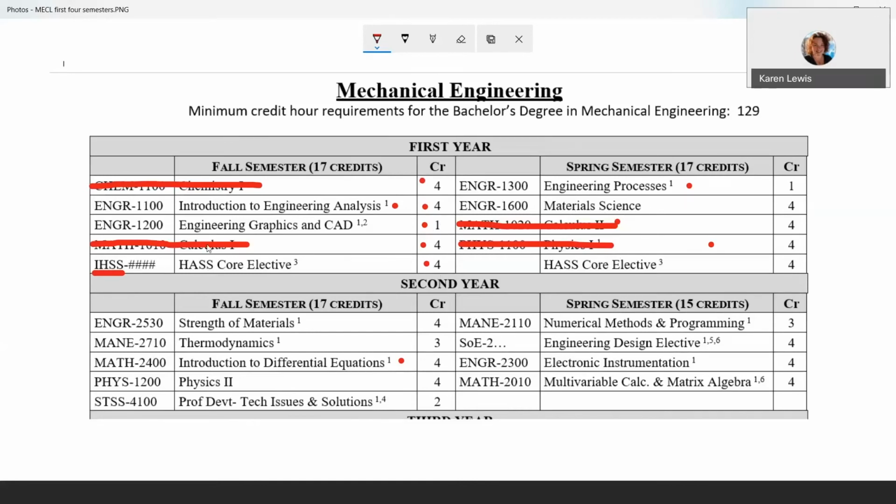If you have AP credit in a Haas course like history or government or anything like that, English, I still recommend that you take a Haas class, but I really want you to focus more on that IHSS piece, because that would be another course that we would need to complete, and that would be a good time to do it with Haas credits. So I think that's it for now.